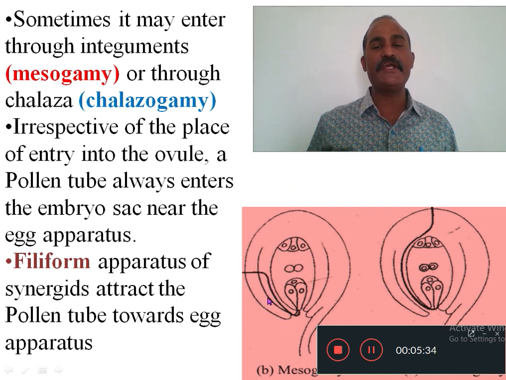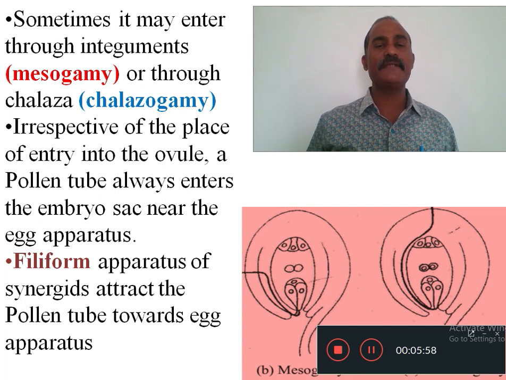But many times it is observed that the entry of the pollen tube into the ovule occurs through the integument, and this process in which the pollen tube enters the ovule through the integument is called mesogamy. Another situation is where the entry of the pollen tube into the ovule occurs through the chalaza from the opposite tip of the ovule. Now this process is described as chalazogamy.